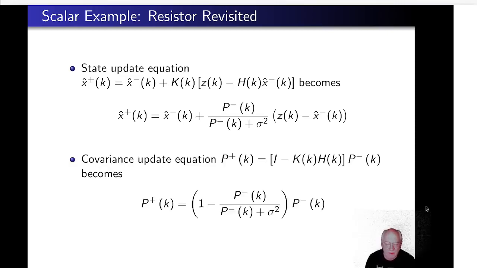The covariance update is also simple. We just take 1 minus the Kalman gain, multiply it times the predicted covariance, which is the same as the updated covariance from the last state, and then that is our new updated covariance.